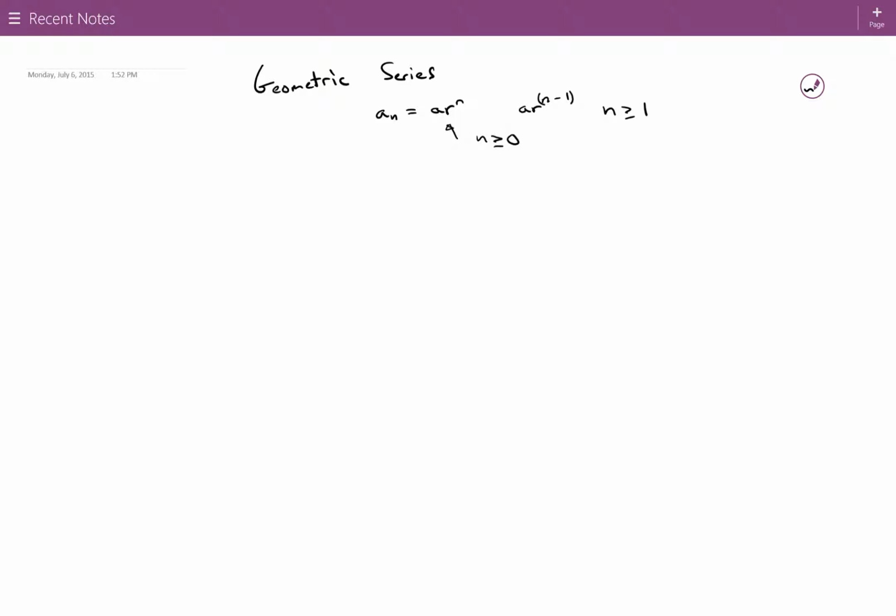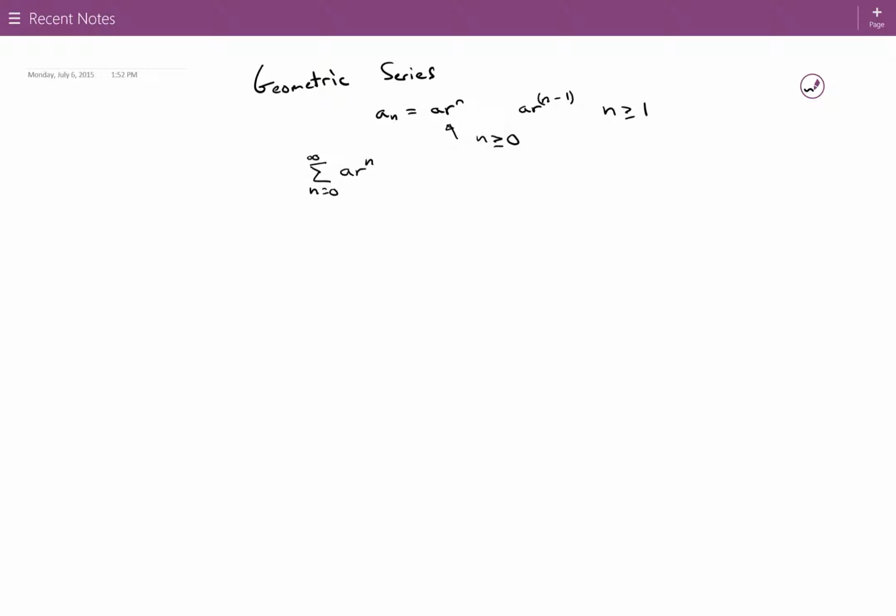This is better shown with your summation symbol, where you have n equals 0, infinity up here, with your ar^n. And this is what you're going to be given, pretty much: some constant multiplied by some ratio raised to the nth power.